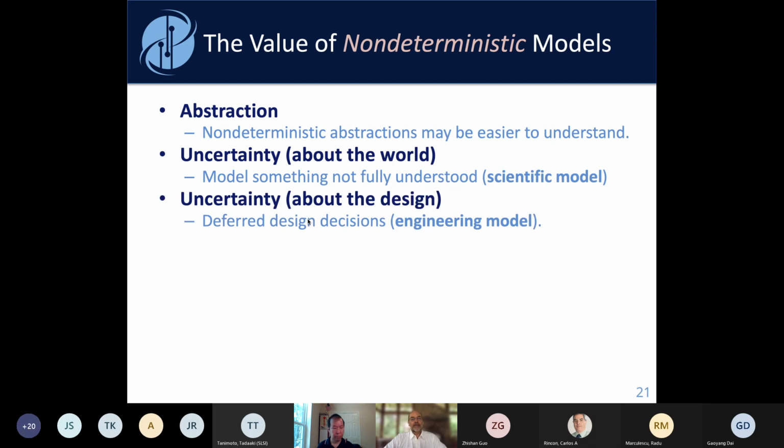Uncertainty about your design is a rather different kind of uncertainty, where you would like to defer design decisions. So you might come up with a model of your system that has non-determinism in it because you're uncommitted at this point in the design process about what you're going to do about this particular part of the problem. Now, I'd like to zero in on these two kinds of uncertainty right here, because models are being used in two different ways here. When you're using non-determinism to handle uncertainty about the world, this is what I call a scientific model. When you're using non-determinism to model uncertainty about your design, I call this an engineering model.